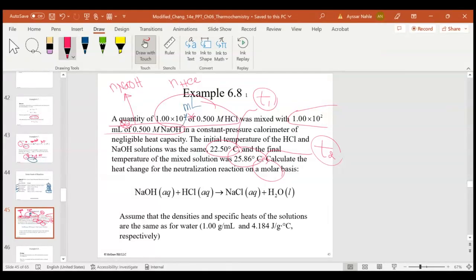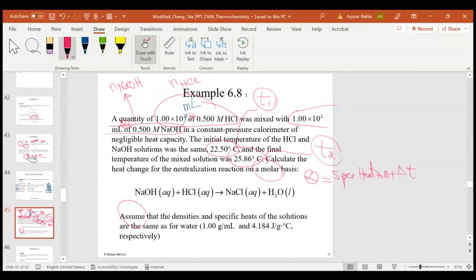Now, here they're telling me, first of all, if I want to get Q, Q is equal to what? Specific heat multiplied by mass multiplied by delta T. Delta T, yes? Now, do I know the mass? Of course. What will be the mass?